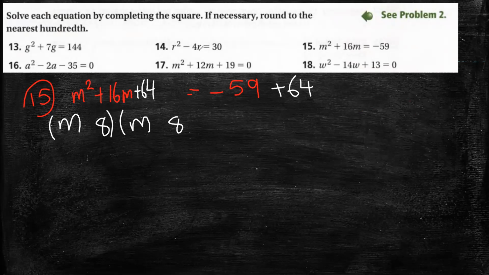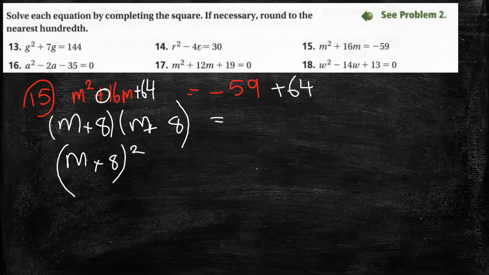As we know before, in the perfect square trinomial I have a perfect square in the first and a perfect square in the last, and between them there's 2 times the square root of the first term times the square root of the last term. Since we have a plus sign, so plus 8. So it is m plus 8 squared. Then negative 59 plus 64 is 5. So m plus 8 squared is equal to 5.